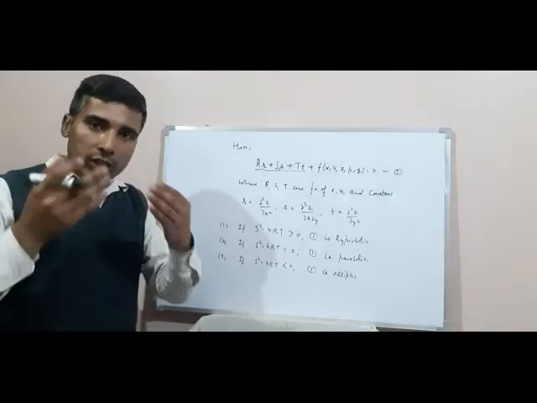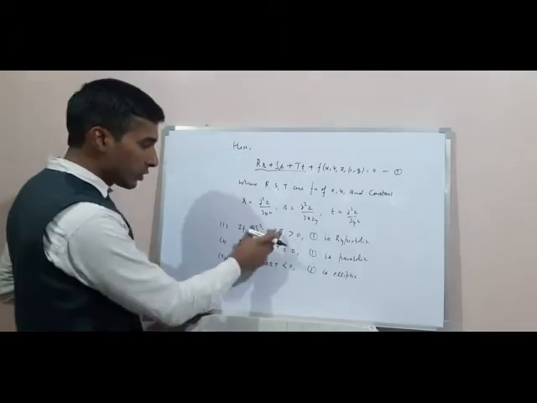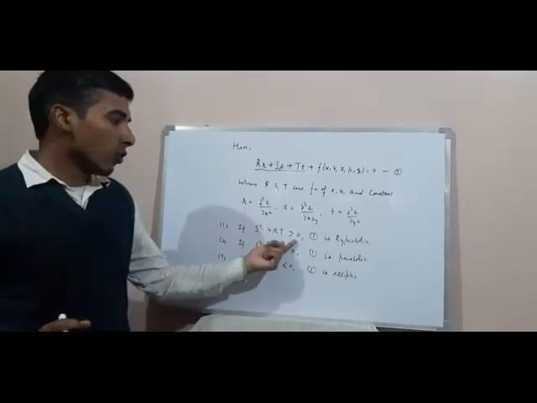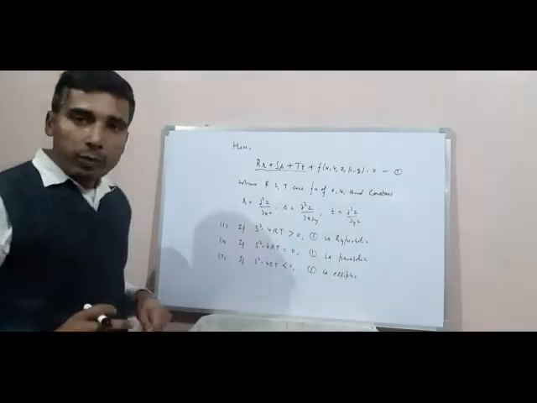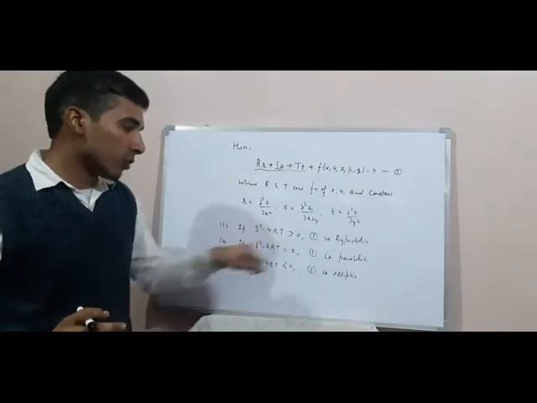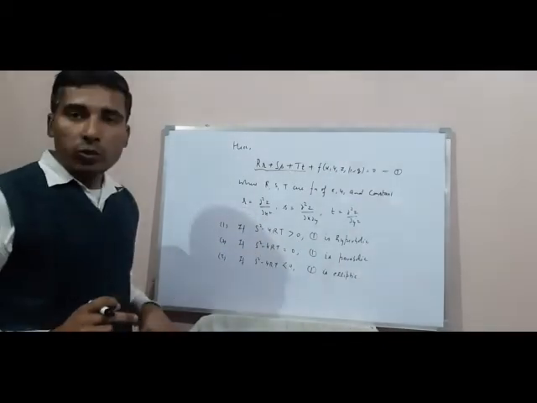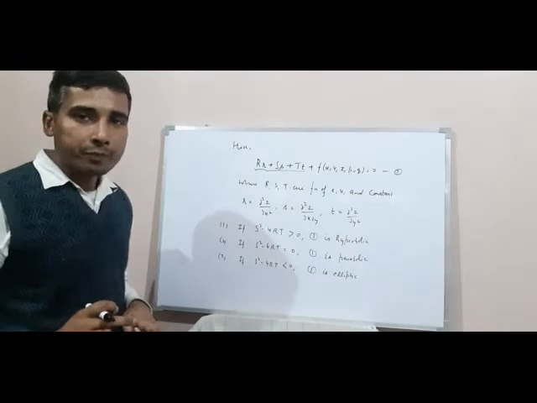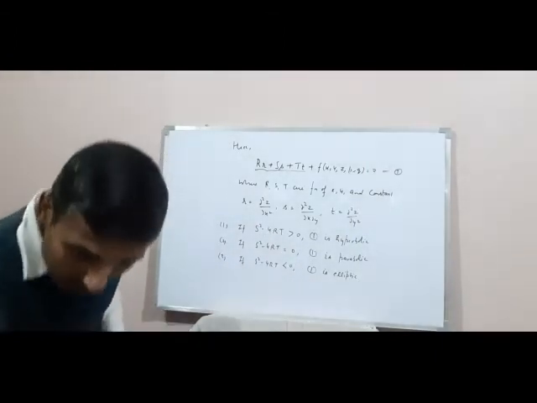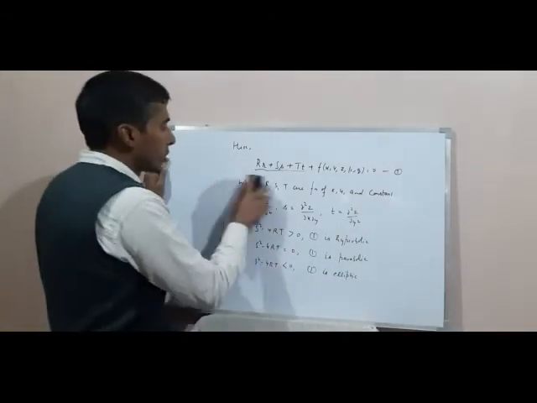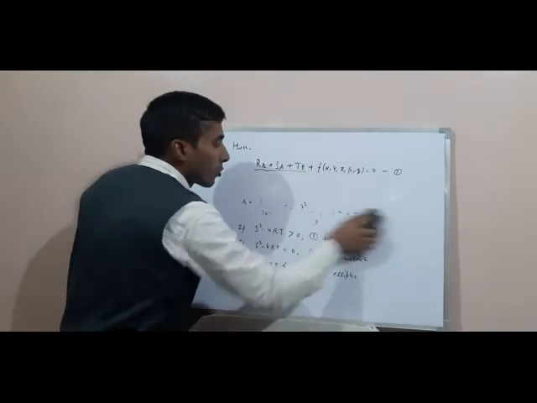We have a given equation and we will find this value. If this value is greater than 0, we will say the given equation is hyperbolic. If it is equal to 0, the equation is parabolic. If it is less than 0, then the equation is elliptic. Now we will discuss how we can reduce the given equation into canonical form.